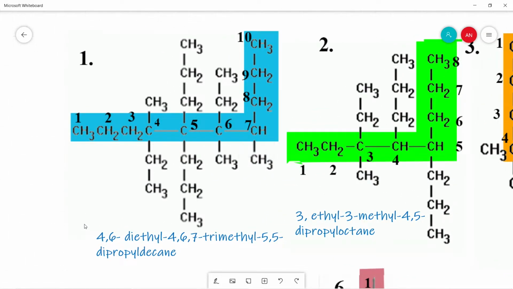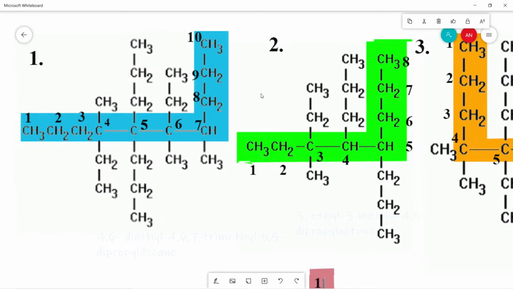First, let's see how many ethyl branches there are, as we go alphabetically. There are two ethyl branches, one on the 6th carbon and another on the 4th carbon. So 4,6-diethyl. And there are methyl radicals. Three methyl radicals are there, one on the 4th and the others on the 6th and 7th. So 4,6-diethyl-4,6,7-trimethyl-5,5-dipropyldecane, as it contains 10 carbons.